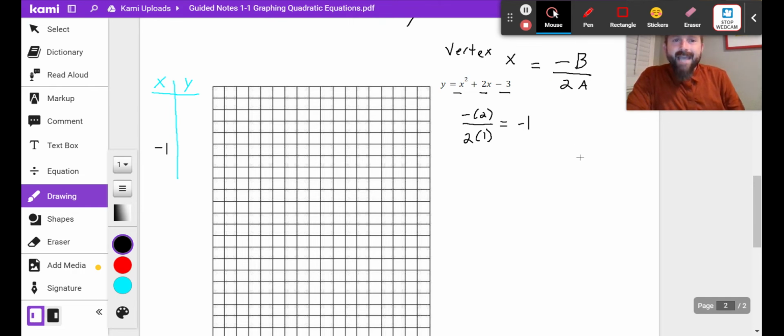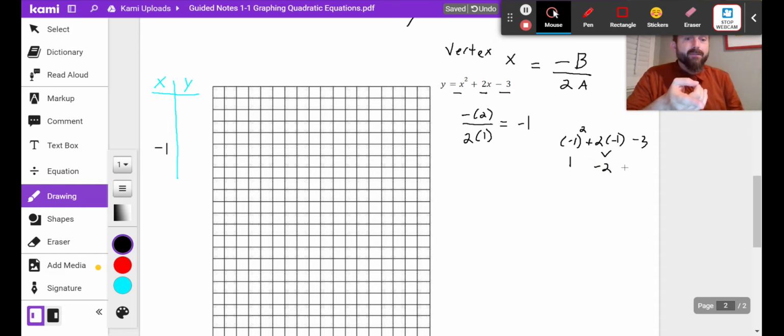So technically, you don't need to write every single one down. But I'm going to show you what I'm doing in my head as I do it. All right, so the first thing I do is input -1 for every value of x. So -1 times -1, because it's squared, will give me 1. And 2 times -1 is now -2. And this is a -3.